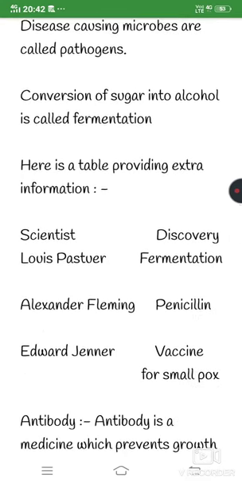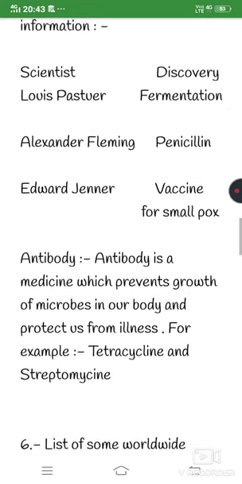So, friends, on the left side we have the scientists, and on the right side we have the discoveries made by them. So, first one is Louis Pasteur, who discovered fermentation. Second is Alexander Fleming, who discovered the mold penicillin. Okay, and third is Edward Jenner, who discovered vaccine for smallpox. Okay, let's move on further.